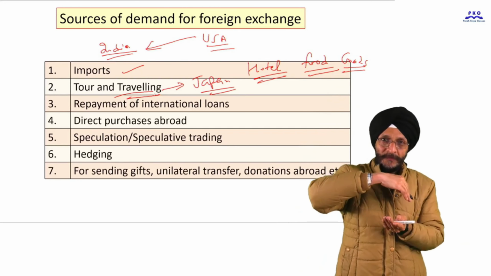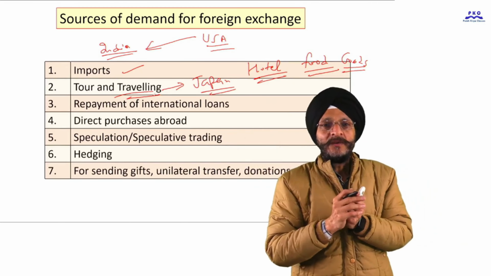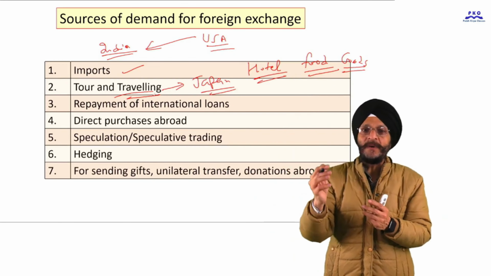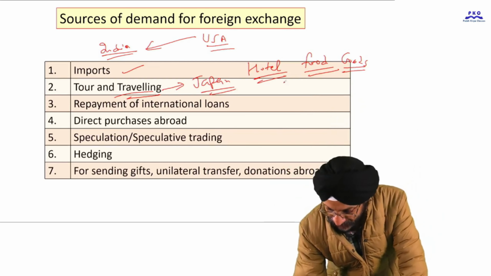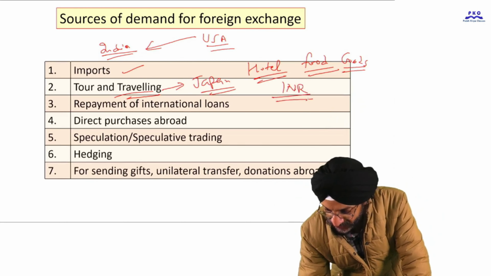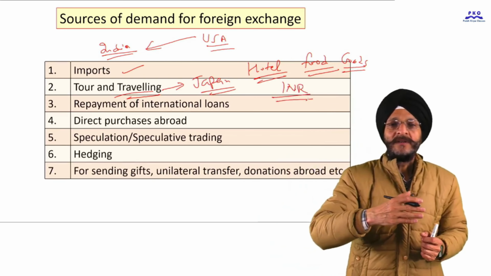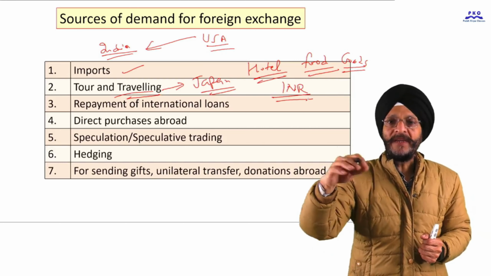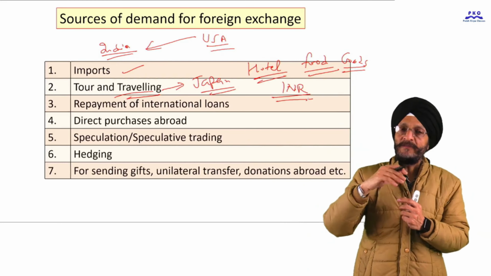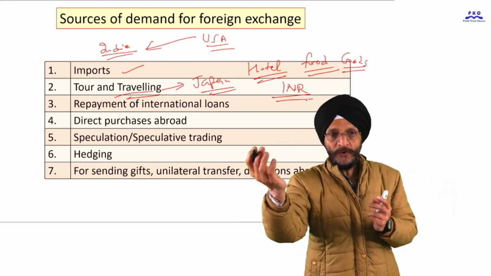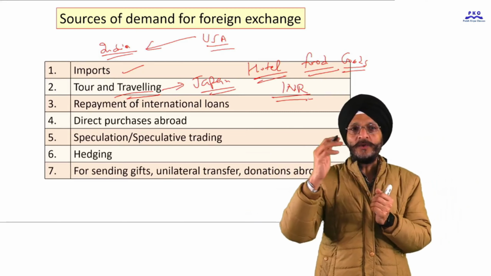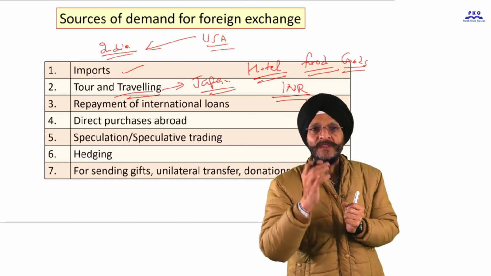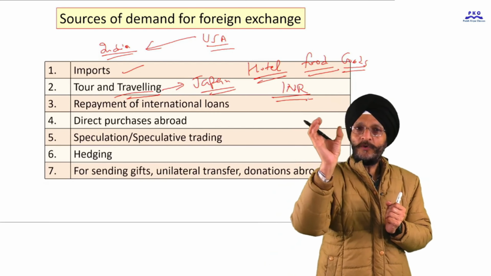When we are going from India to Japan, we will require Japanese currency because in Japan our Indian currency, the Indian rupee, will not be accepted. For buying goods and services, we will have to pay in Japanese yen. So we will require foreign currency. In this way, in the case of tour and traveling, demand for foreign exchange arises.